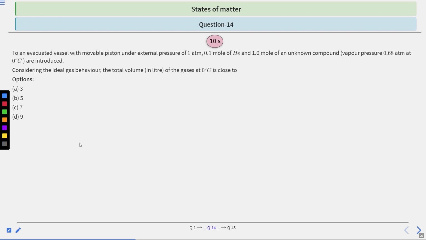Moving on to the next question, question number 14. To an evacuated vessel with a movable piston under external pressure of 1 atmosphere, 0.1 mole of helium and 0.1 mole of an unknown compound, whose vapor pressure is 0.68 atmosphere at 0 degrees Celsius, are introduced. Considering ideal gas behavior, the total volume of the gases at 0 degrees Celsius is close to. Options are 3, 5, 7 or 9. You have 10 seconds to solve this question. After that, we will see the answer.